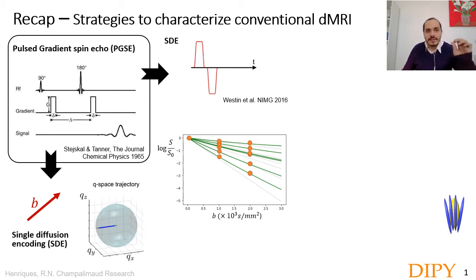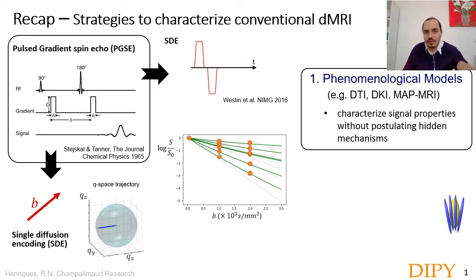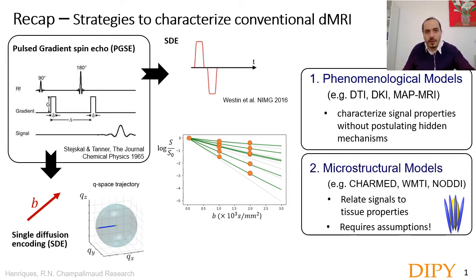After acquiring several data points for different b-values and gradient directions using this sequence, we can then apply the two types of models that we discussed in the previous talk. As a summary: phenomenological models that characterize signal properties without postulating hidden mechanisms, and microstructure models that try to directly relate diffusion-weighted signals to tissue properties. However, due to the finite information provided by single diffusion encoding, both model types can have limited specificity to provide a complete characterization of changes in health and disease.